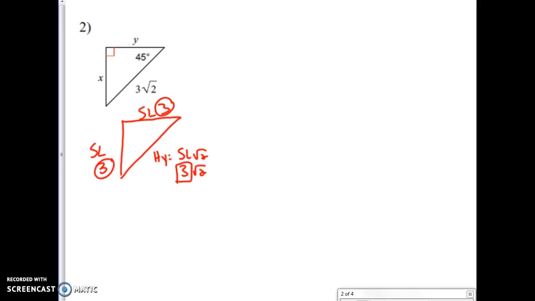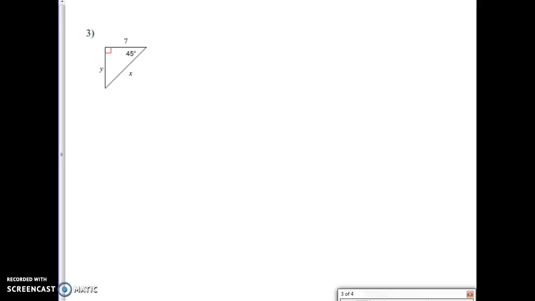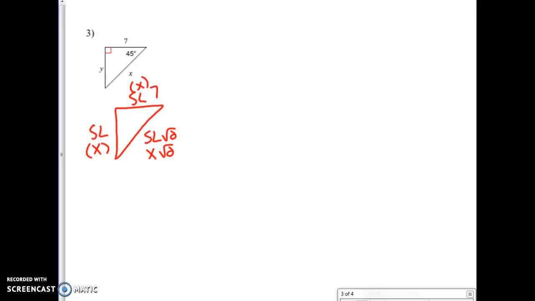Okay? Let's look at another one. So in this case, I have a short leg, I have a short leg, and then this is short leg radical 2, or x, x, x radical 2. So in this question, I know that this is 7. Okay, well, that means that this is 7, and then this side is going to be 7 radical 2. So I know y equals 7 and x equals 7 radical 2, because this side, the hypotenuse, is always going to be the short leg times radical 2.